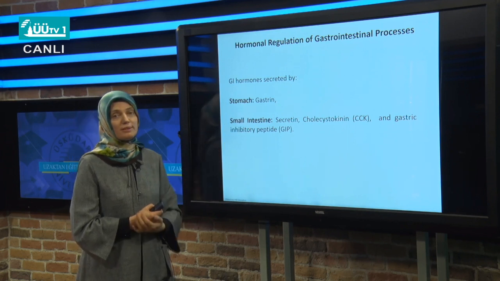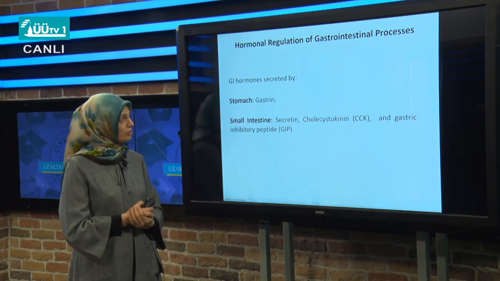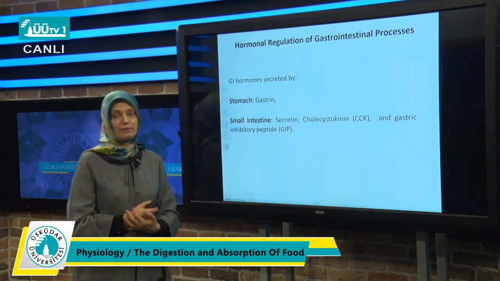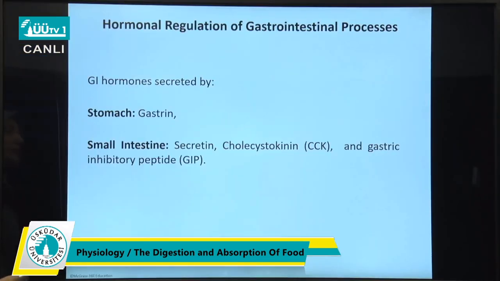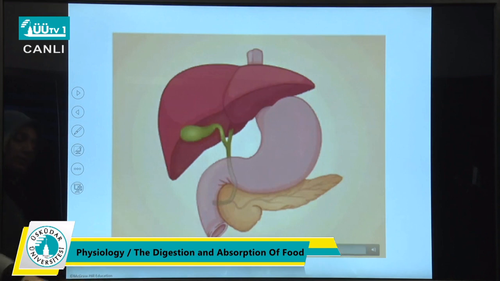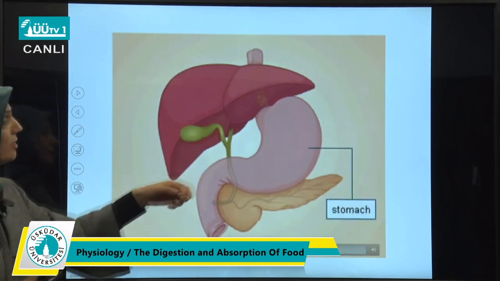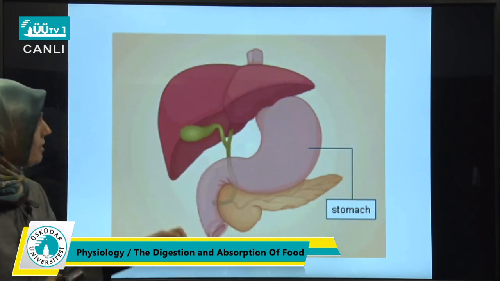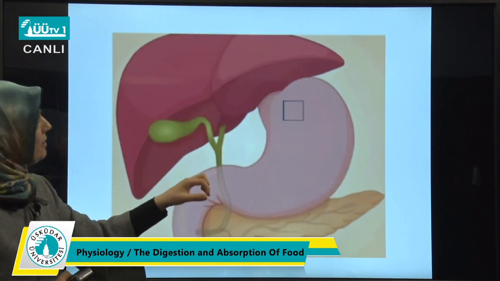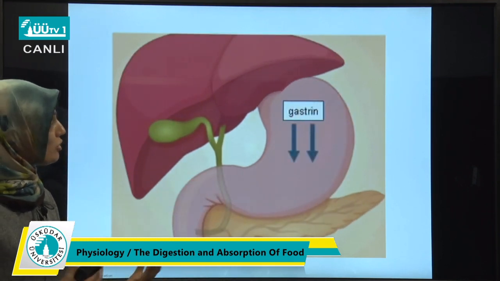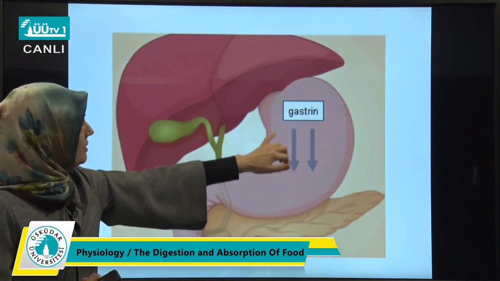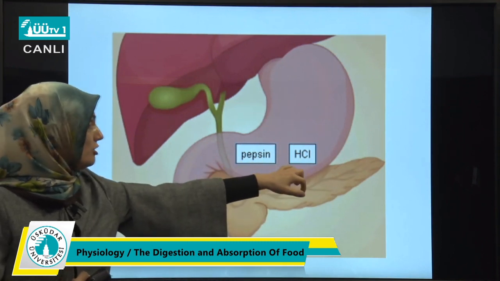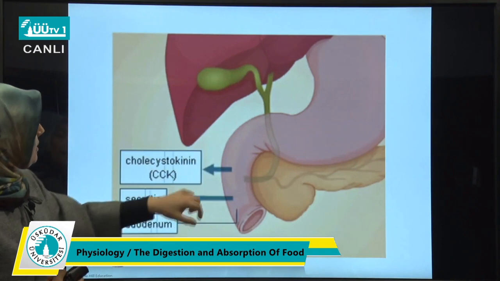The main hormone secreted by the stomach is gastrin, and secretin and cholecystokinin are the other two hormones which regulate the gastric secretion. Okay, so we see here how these hormones are secreted when the bolus enters the stomach, and it causes a distension in the stomach wall, and it causes an increase in the gastric juice and also the secretion of gastrin. Gastrin stimulates the continuous secretion of pepsin and the hydrochloric acid.